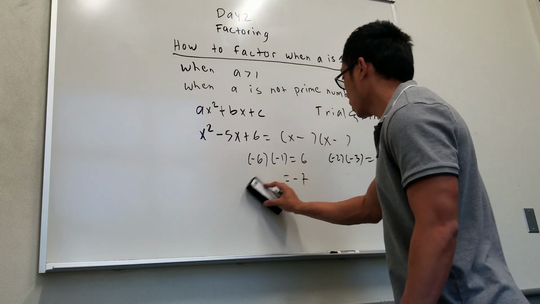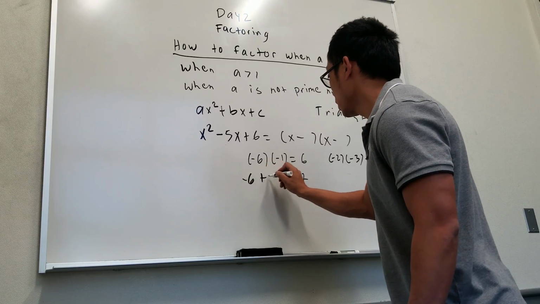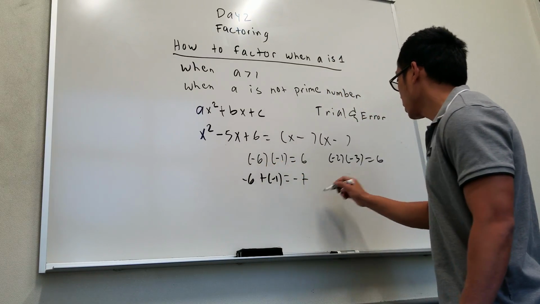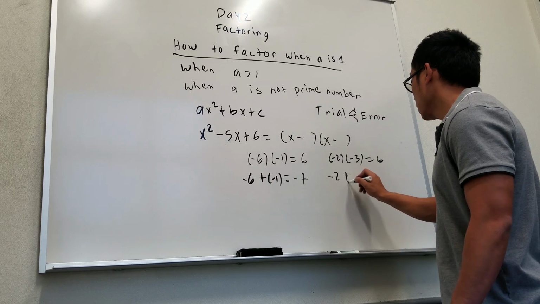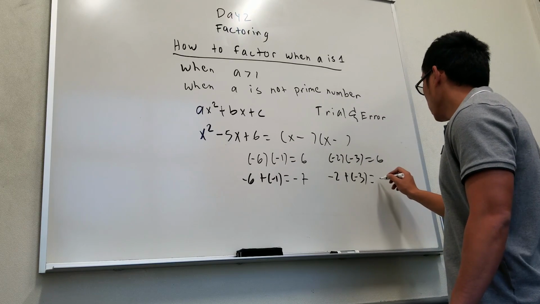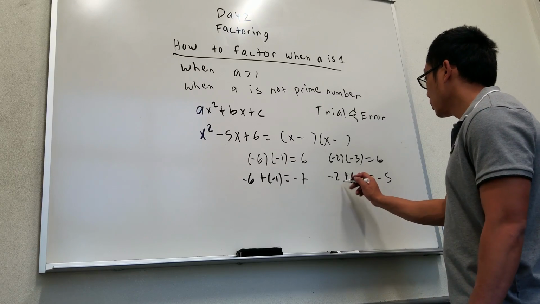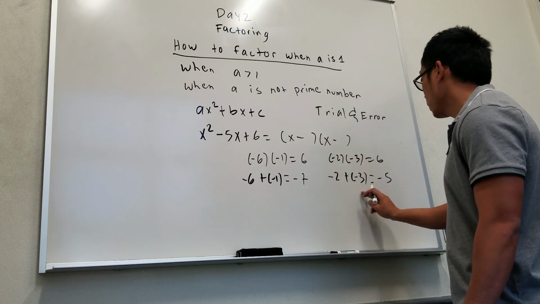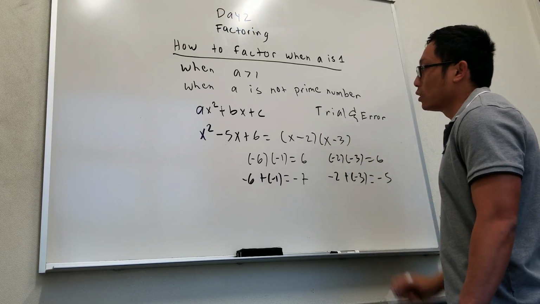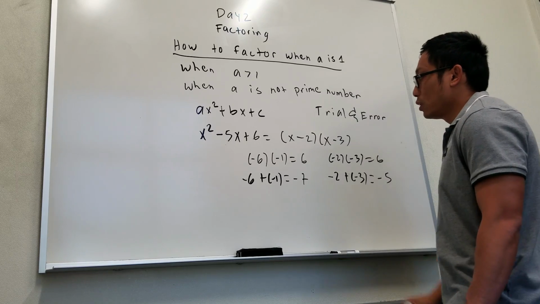Let's just do this here. So you have -6 plus -1, which is that. You have -2 plus -3, because that's what we're trying to do. This is -5. Yes, it does. It works. So we have our two numbers. And I know it's both negative, so it has to be -2 and -3. There you go.